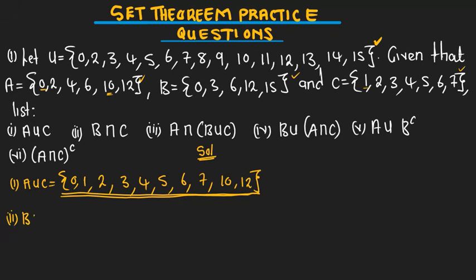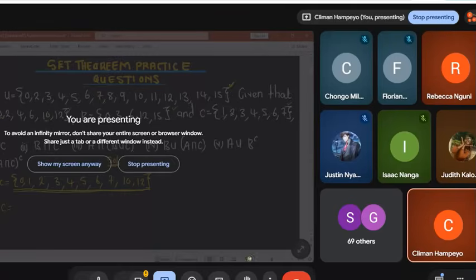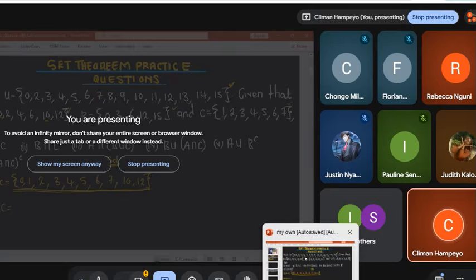B intersection C. B intersection C. Intersection simply means whatever is common in set B and in set C. In other words, check the elements that are found in set B, check the elements that are found in set C. Whatever is common, get it. That becomes your intersection set.